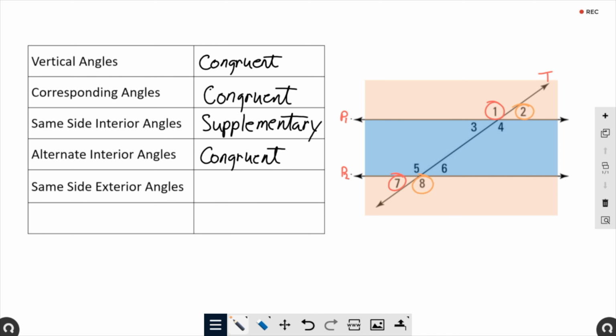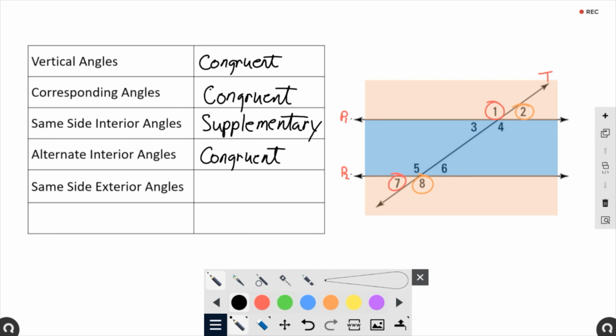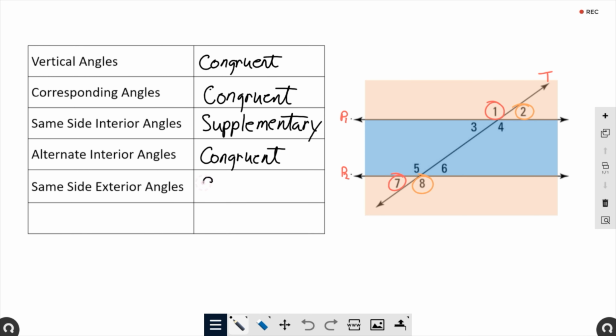Also, angle 2 and angle 8 are same side exterior angles. Same side exterior angles will always be supplementary to one another. That means the sum of those two angles will always equal 180 degrees.